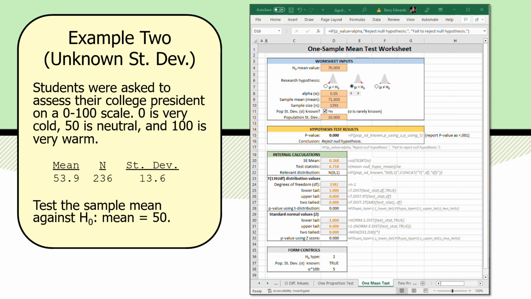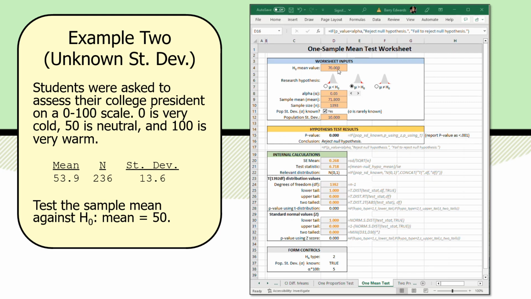13.6. And we're asked to test the sample mean against the hypothesized value of 50. And the problem doesn't say test that it's greater than or less than, so we're just testing whether it's different than 50. So whether the students have a not neutral feeling about the college president.